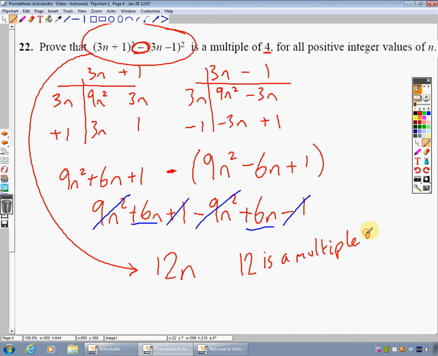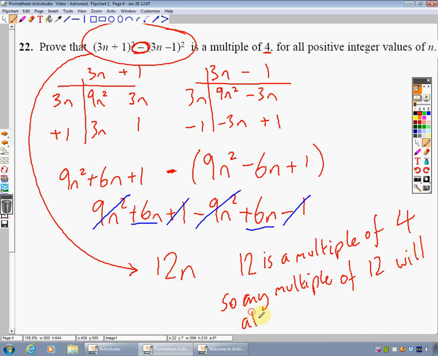So any multiple of 12 will also be a multiple of 4, and it's kind of this writing sort of statement on that last question. We had to say he is wrong because that is not a prime number. Okay, and here we go, write this sort of sentence. Okay, and I hope that makes sense to you guys.